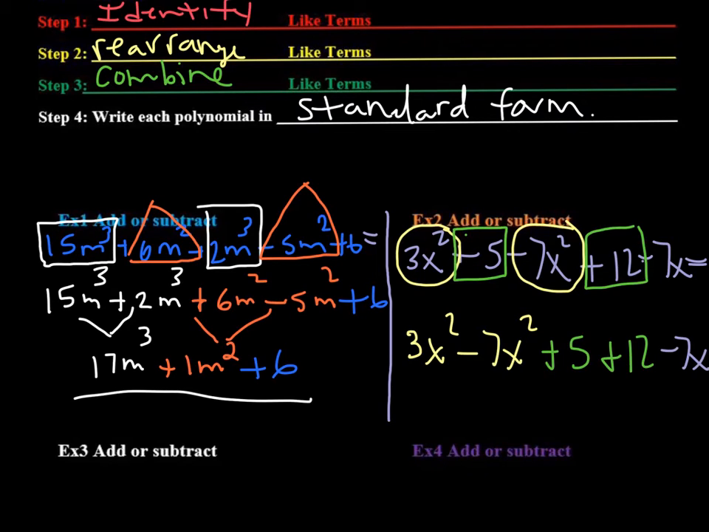So if we combine this, we will get 3x squared take away 7x squared will give us a negative 4x squared. 5 plus 12 will give us positive 17. And then lastly, the minus 7x will be by itself down here.